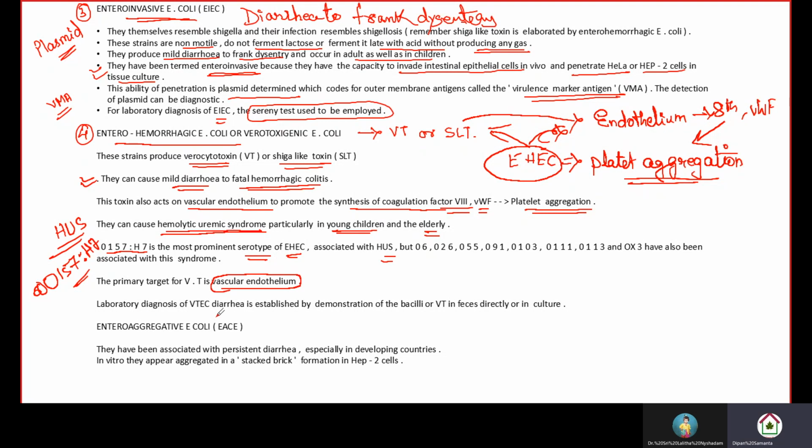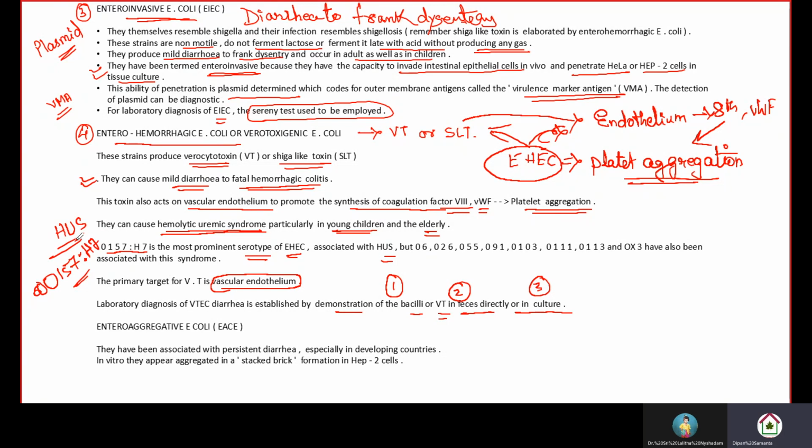Lab diagnosis of VTEC or EHEC, same. VTEC means verotoxigenic E. coli, or enterohemorrhagic E. coli. So lab diagnosis of VTEC diarrhea is established by demonstration of the bacilli or verocytotoxin in feces directly or in culture. Demonstration of bacilli can be done. VT can be demonstrated in feces directly or in culture. This is about EHEC.